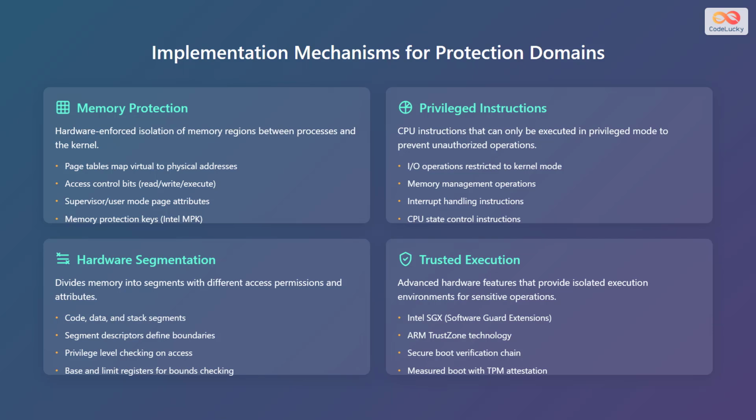Second, privileged instructions. CPU instructions can only be executed in privileged mode to prevent unauthorized operations. Input and output operations are restricted to kernel mode. There are memory management operations, interrupt handling instructions, and CPU state control instructions. Third, hardware segmentation. It divides memory into segments with different access permissions and attributes. It includes code, data, and stack segments. Segment descriptors define boundaries. It performs privilege level checking on access and uses base and limit registers for bounds checking.